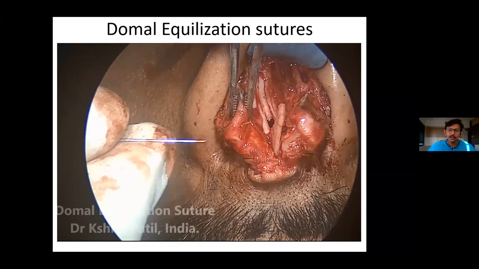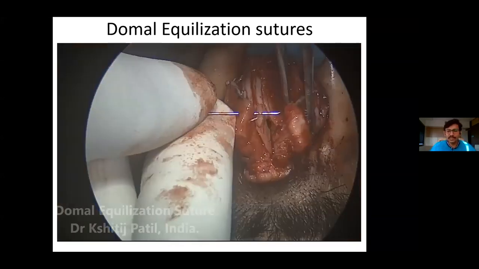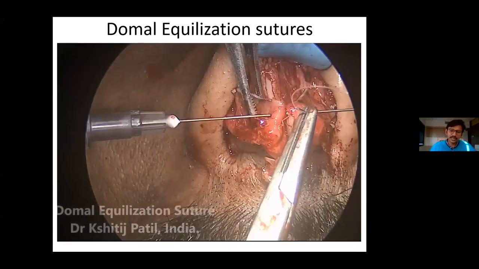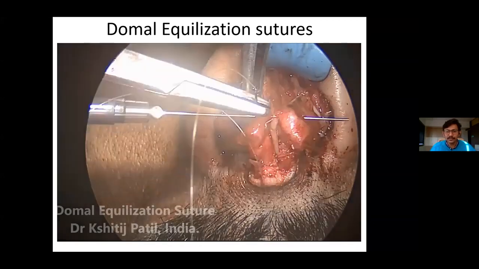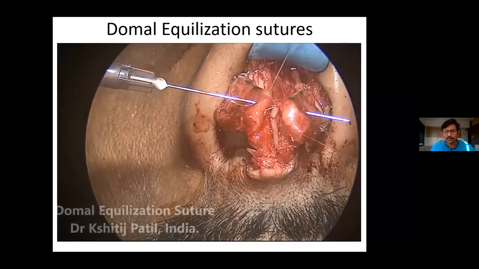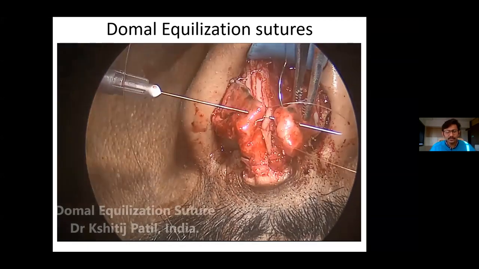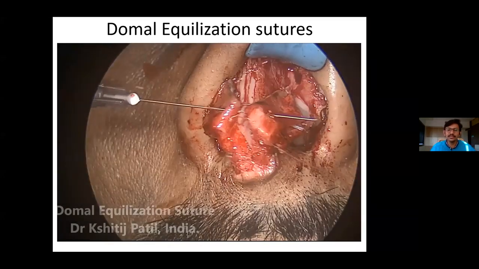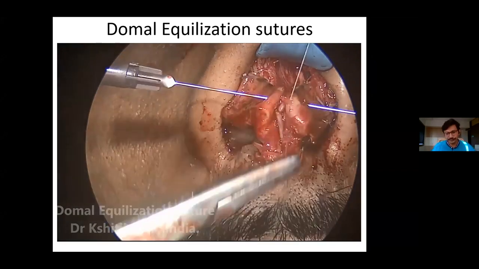Then comes the interdermal suture, or rather a dermal equalization suture, which I am taking here. So now that you have taken two separate sutures as a transdermal suture, now you have to equalize and get it to the same point. So this is a dermal equalization suture.